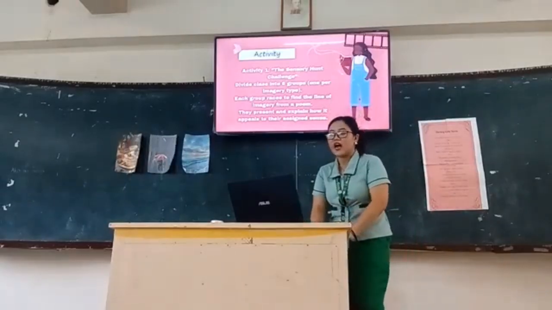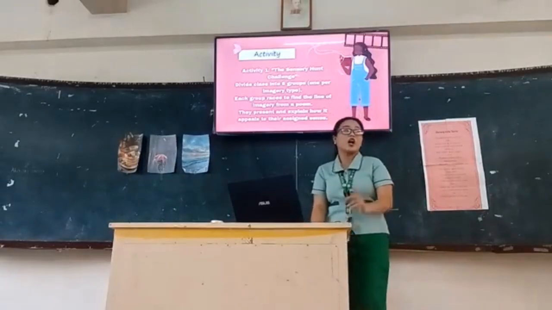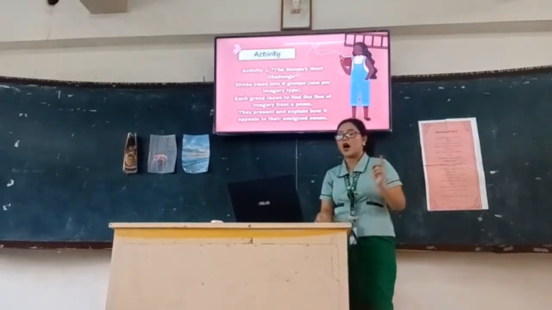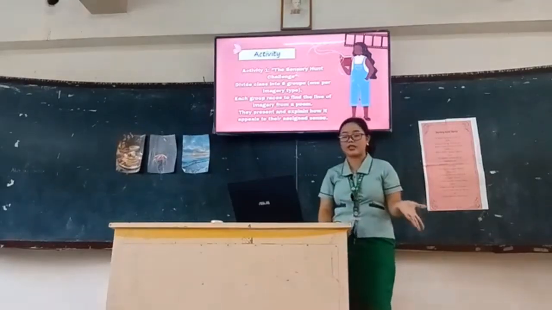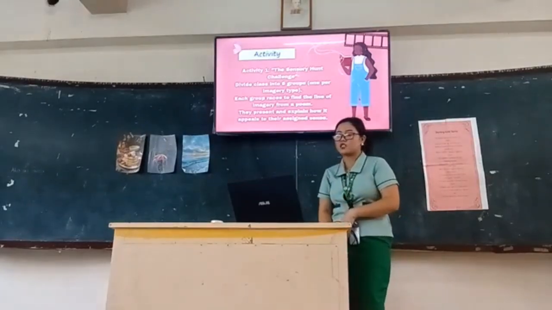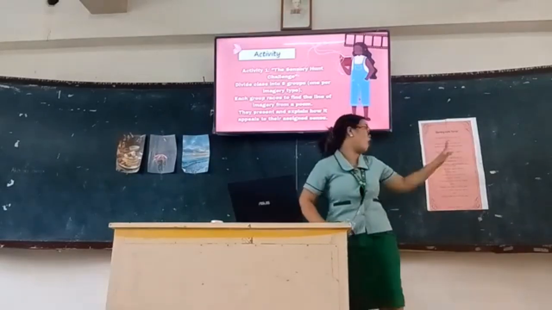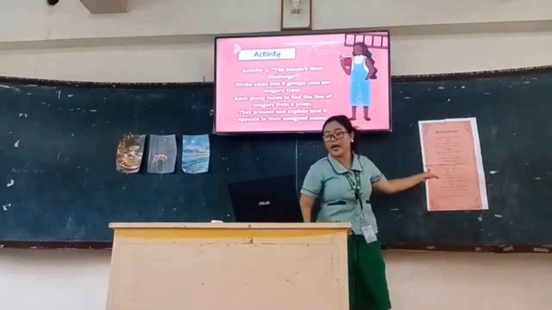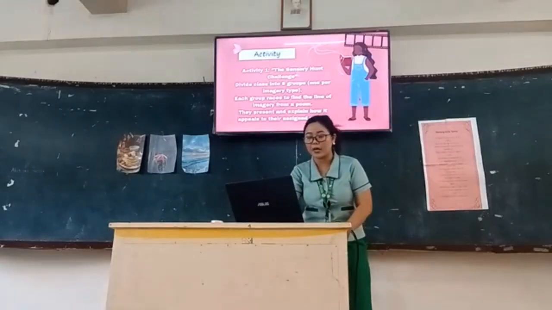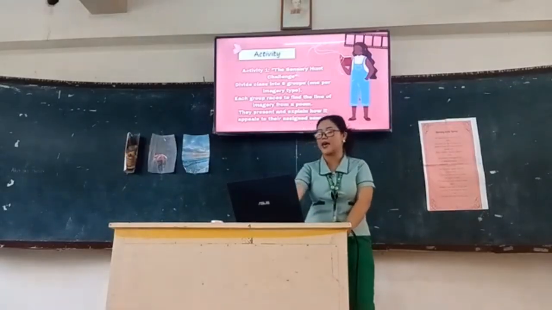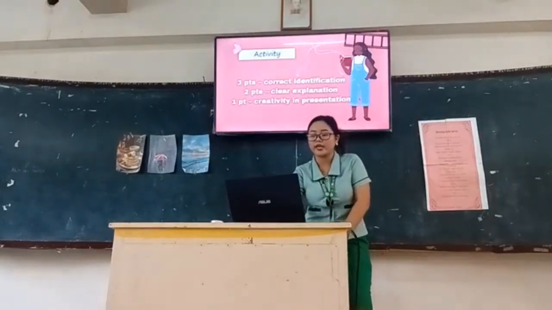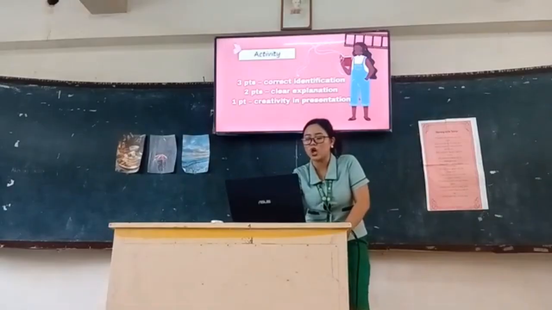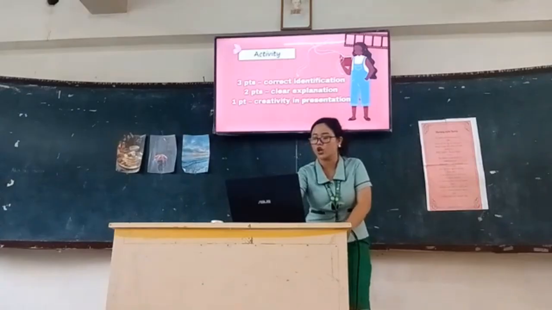So, activity 1, the sensory hot challenge. The class will be divided into 6 groups, 1 group per imagery type. So each group races to find the line of the imagery from the poem right here. Okay? They present and explain how it appeals to their assigned senses. We have the criteria right here. 3 points for correct identification, 2 points for clear explanation, 1 point for creativity in presentation.